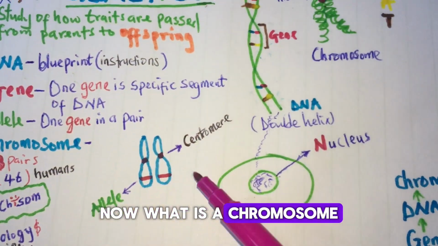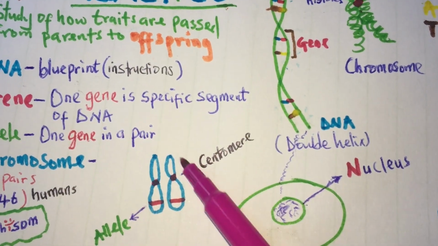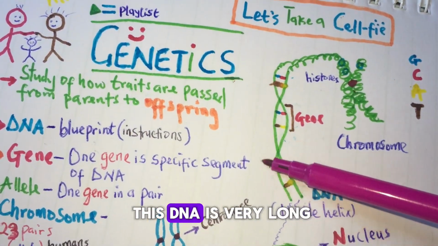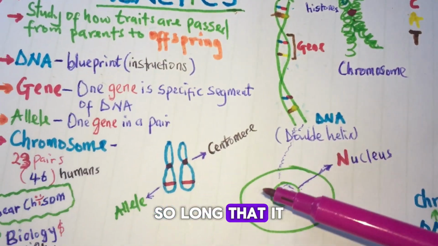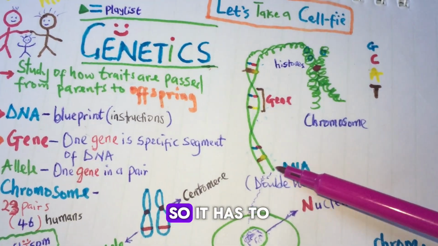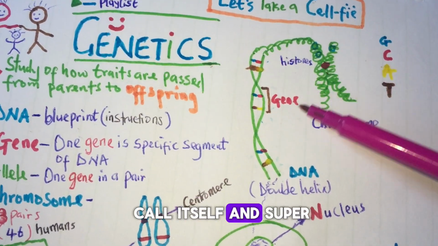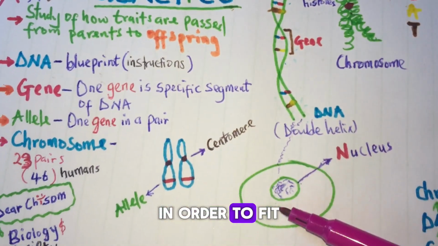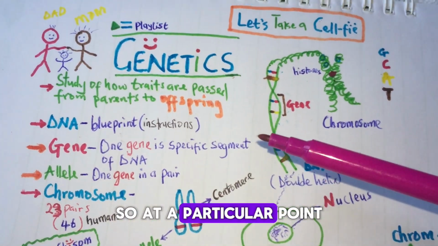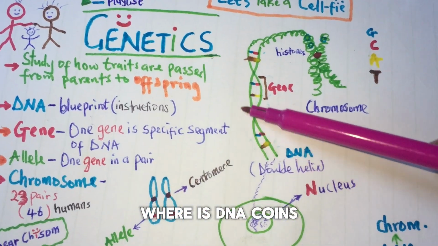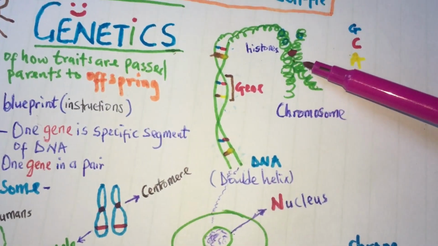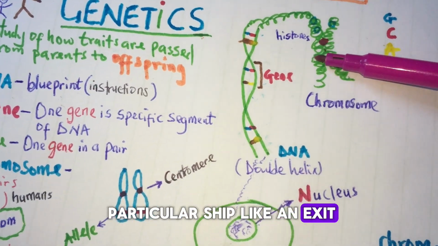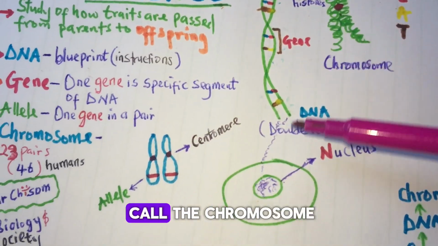Now, what is a chromosome? This is a chromosome. Now, how does a chromosome form? Remember, we said that this DNA is very long, so long that it cannot fit inside of this cell. So it has to coil itself and supercoil itself around special proteins called histones in order to fit inside of this cell. So at that particular point where this DNA coils around these histones and forms this particular shape, like the X shape we are seeing here, that is what we call the chromosome.